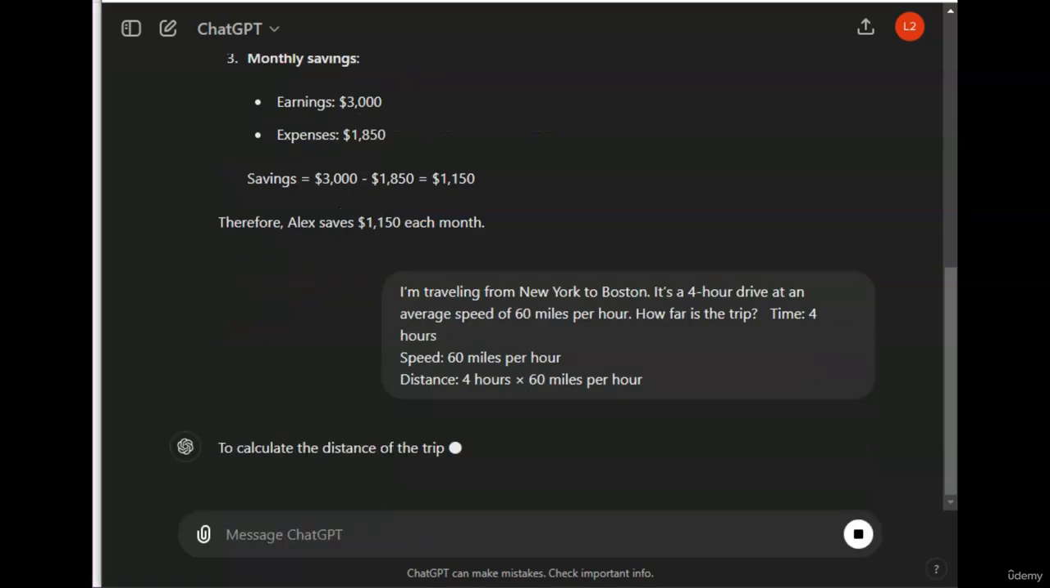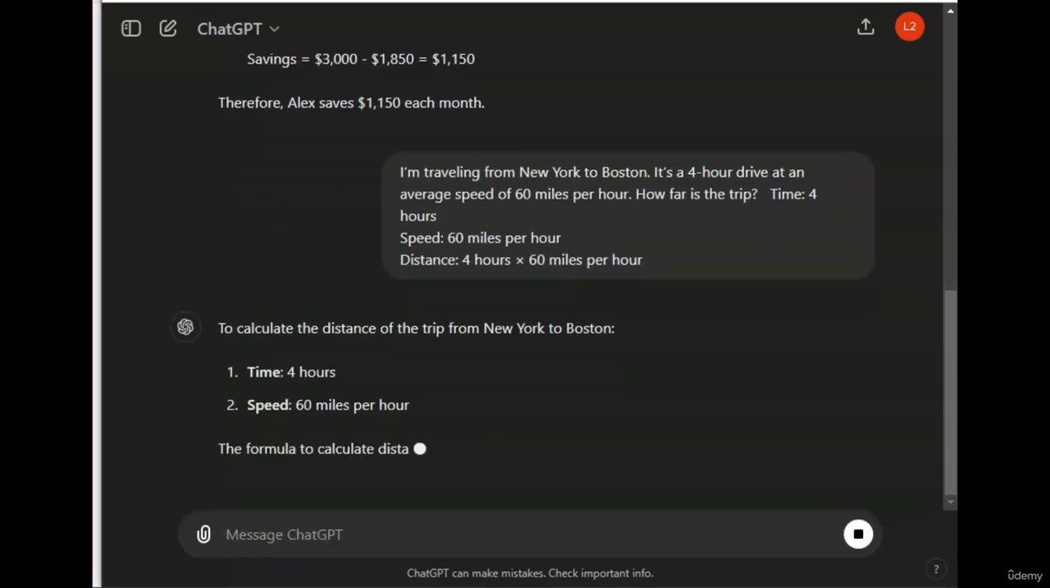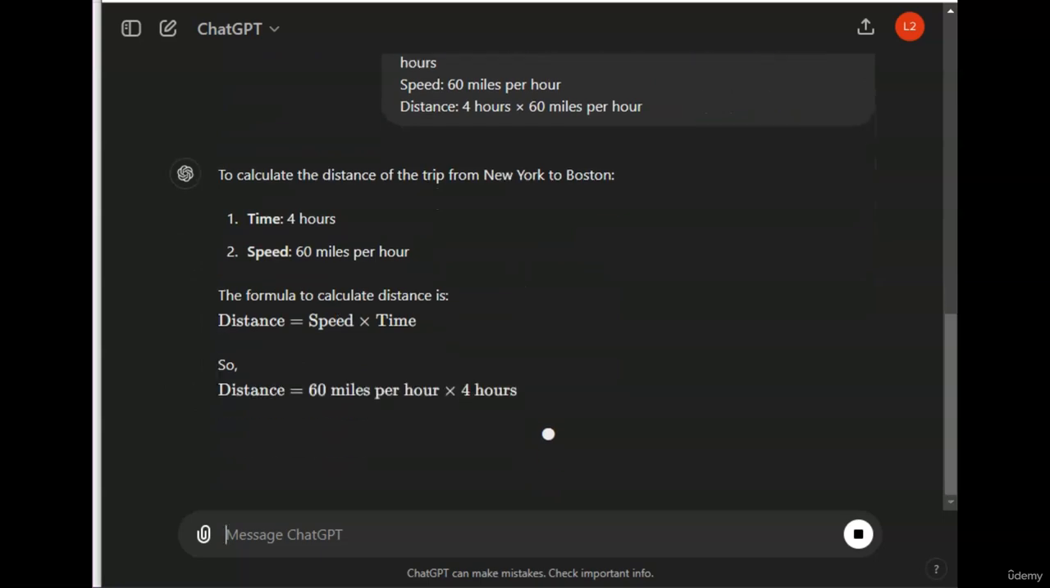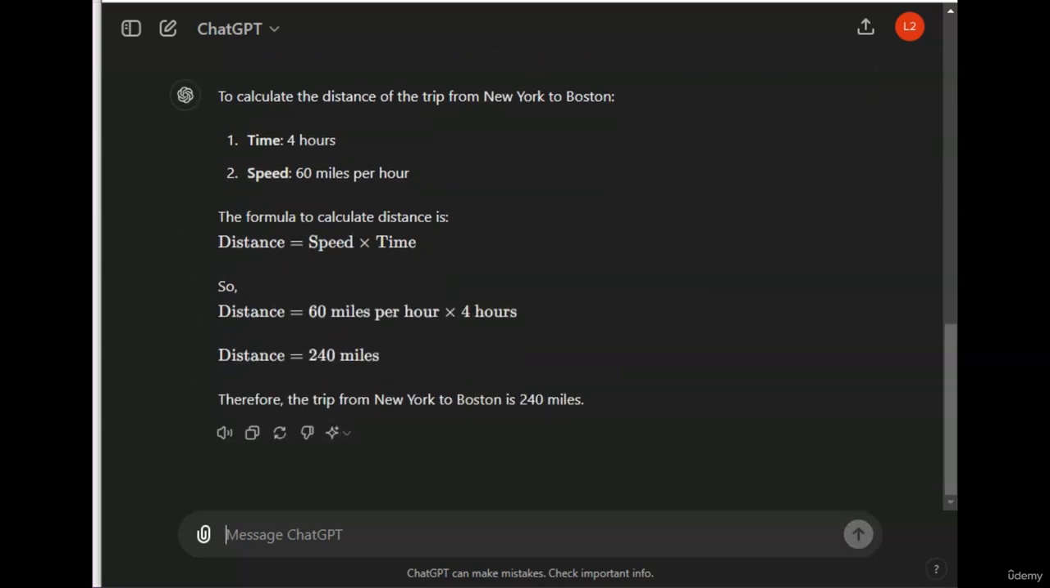Let's see if ChatGPT can find the right answer. So it has provided us with the right answer. By providing these steps, the model can follow the logic and deliver the correct results.